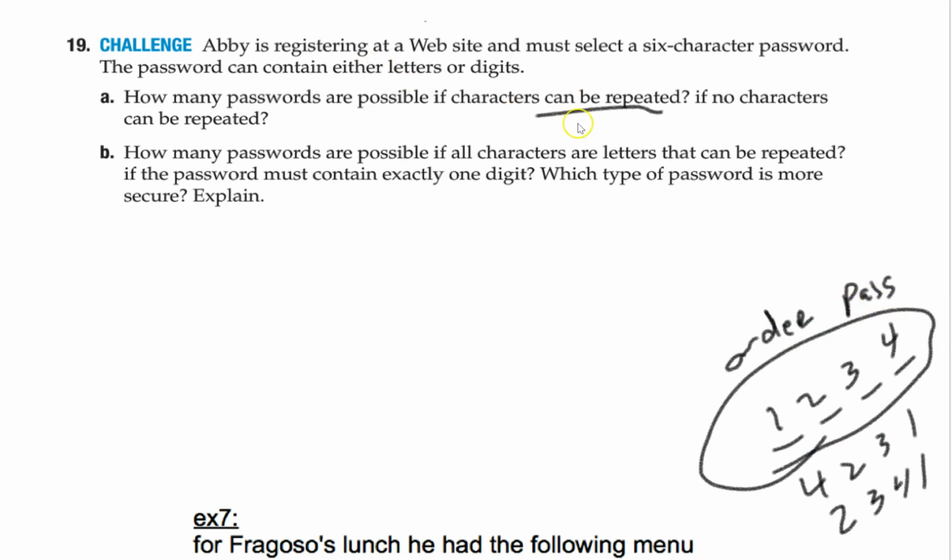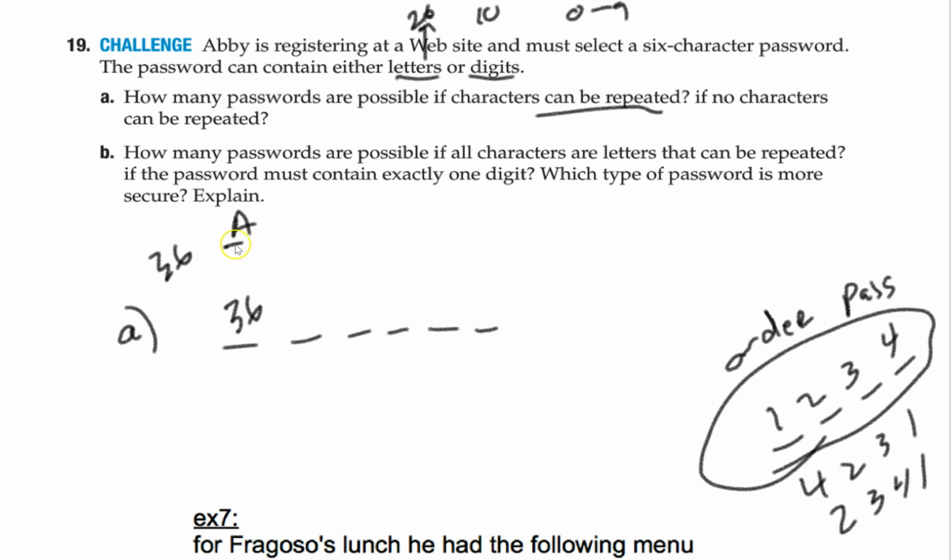So if no characters can be repeated, what does that mean? Let's say we have letters and digits. There's 26 letters in the alphabet, and there's 10 digits, right? 0 through 9. So right now I have 36 total. So for A, it says we have a 6 character password. Nothing could be repeated. So that means when, let's say my first character is A, I had 36 total possibilities. But now I selected A. That means next time I have 1 less. I can't pick A again. No characters can be repeated.